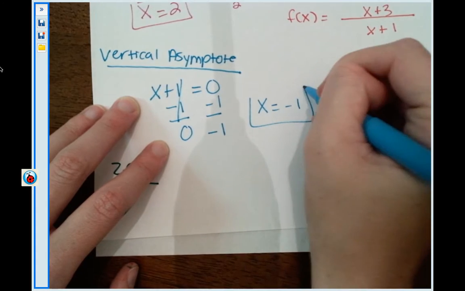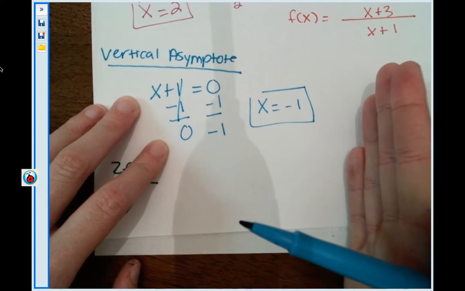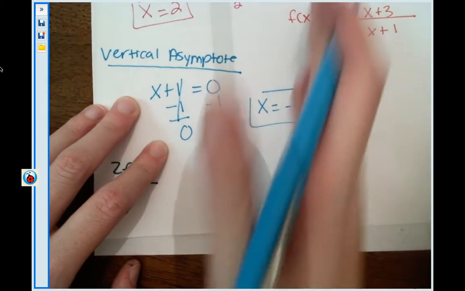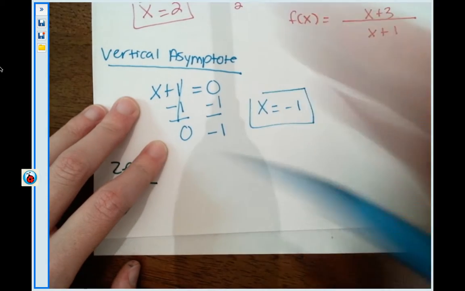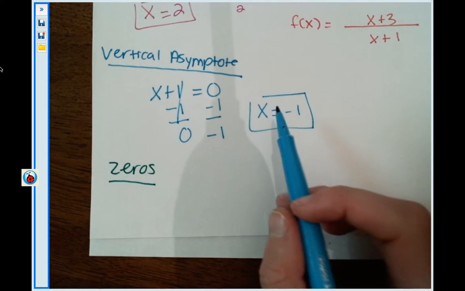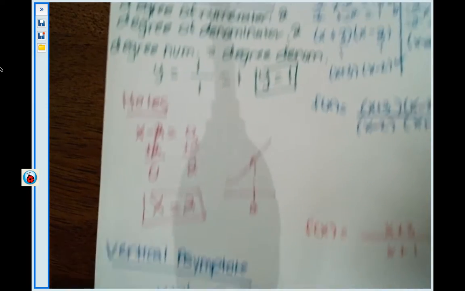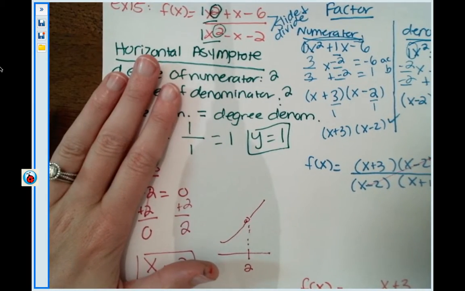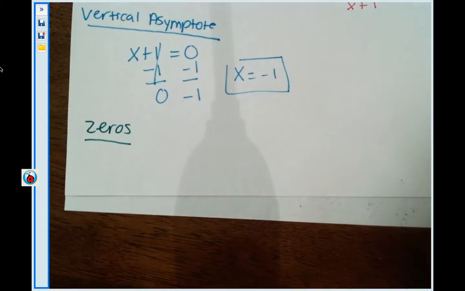So there will be a vertical line that crosses the x-axis at negative 1, and that will be the line that the graph kind of gravitates toward. It cannot equal the graph, though. The graph doesn't ever touch vertical asymptotes. Remember, it could touch a horizontal asymptote if it's being a little sneaky. Okay, but it can never cross this vertical asymptote.